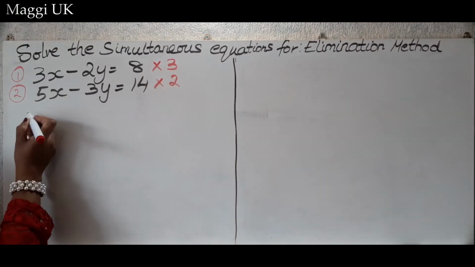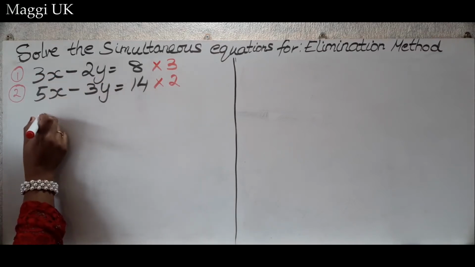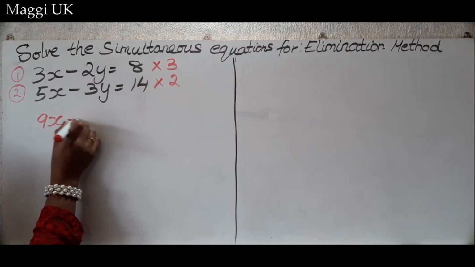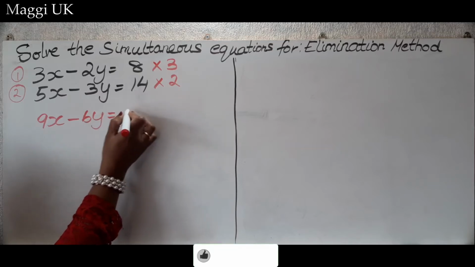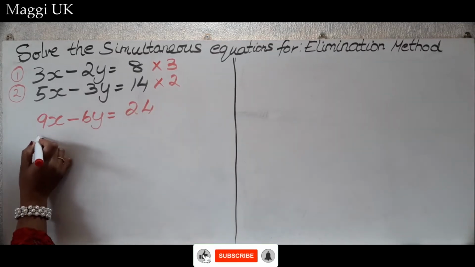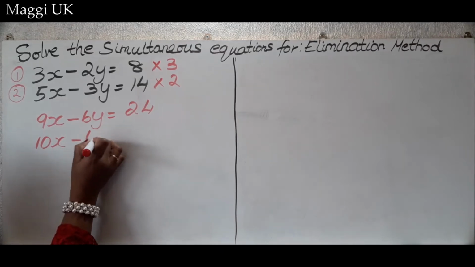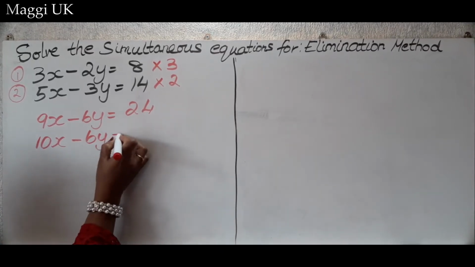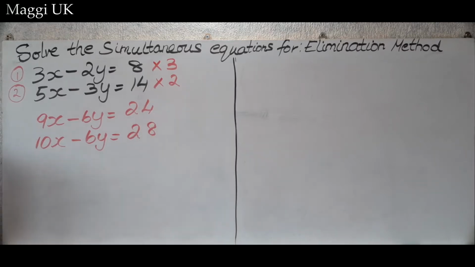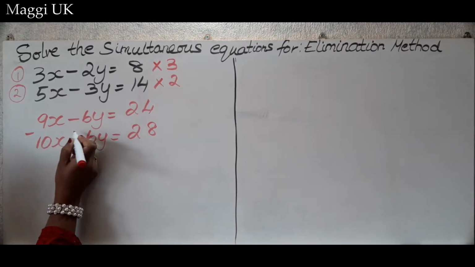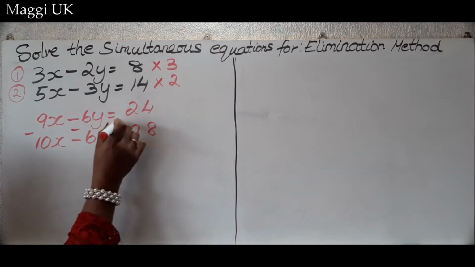So 3 times 3 is 9x, minus 6y, is equal to 24. And then 5 times 2 is 10x, minus 6y, is equal to 28. Now, since we have the same y, we don't use the alternate sign because minus and minus makes plus, so we have to put a minus. So we have to do the minus, again minus, again minus.